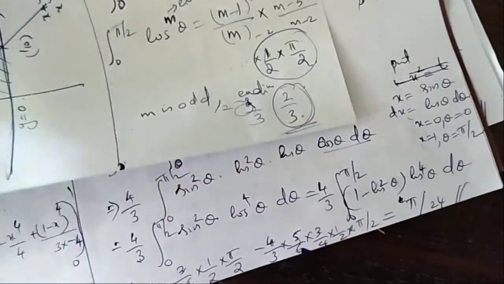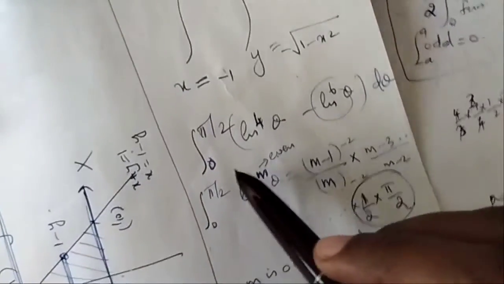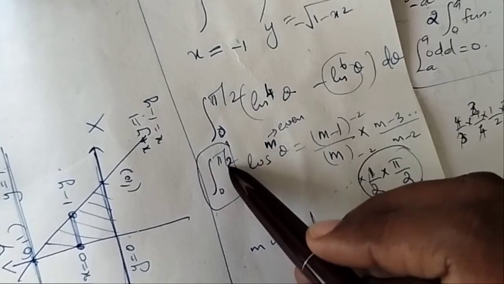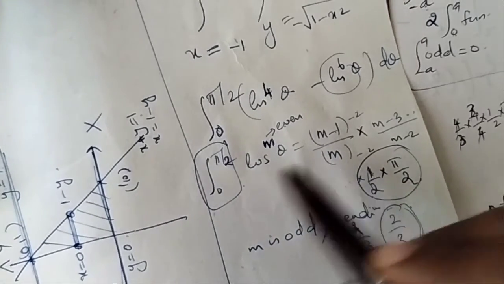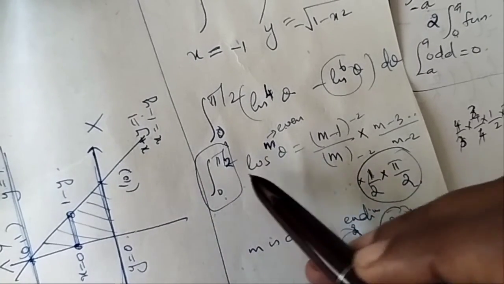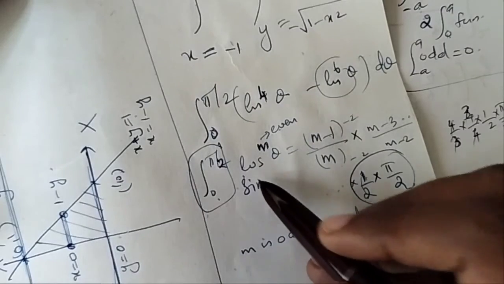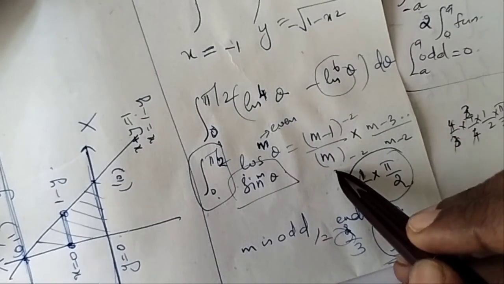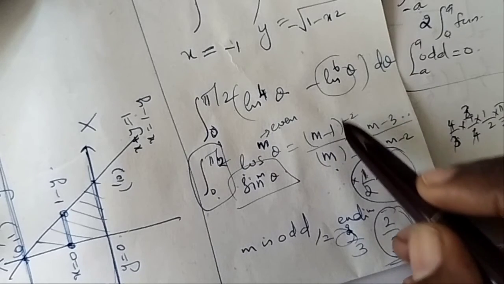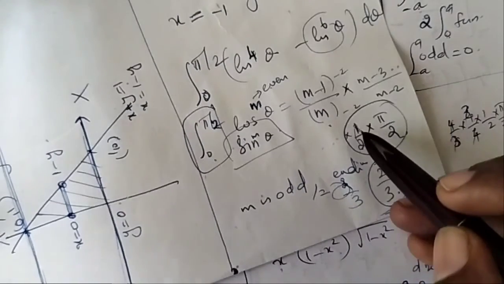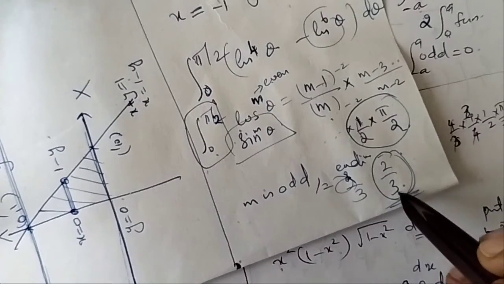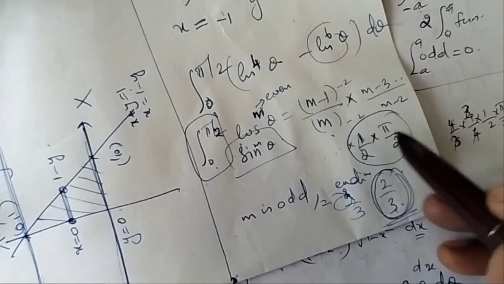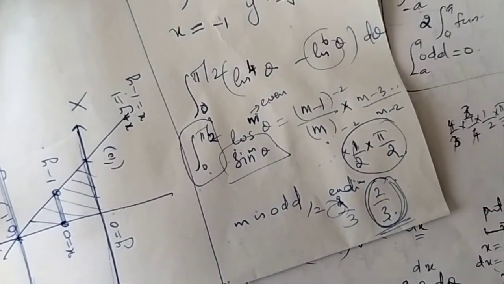For an easier method, I am substituting this formula for 0 to pi by 2. The limit should be 0 to pi by 2; for no other limits can you apply this formula. Only for 0 to pi by 2, cos or sine, you can use the same formula: m minus 1 by m, then subtract 2 from the numerator and denominator until you get 1 by 2 into pi by 2 or 2 by 3. If m is odd, the last term is 2 by 3. If m is even, 1 by 2 into pi by 2 is the last term.